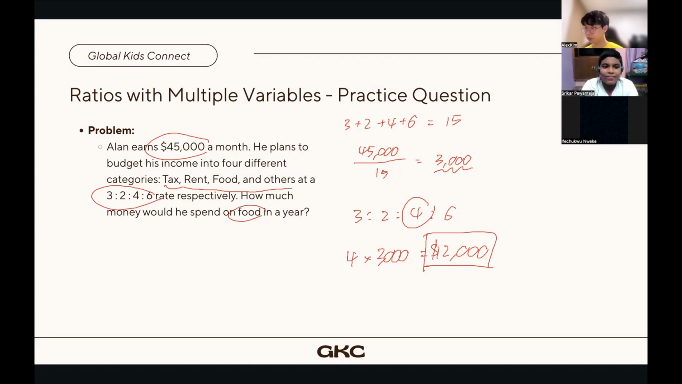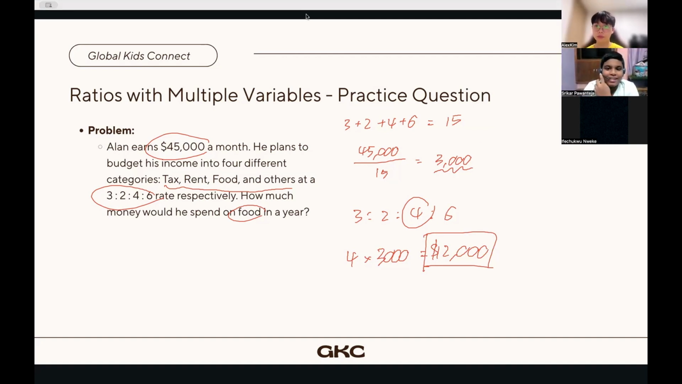Basically the same method. Sir, they asked he earns 45,000 a month and he separates it into four categories. So we actually calculate.